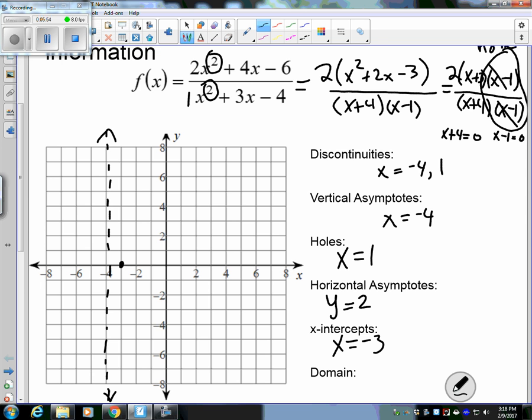A horizontal asymptote at 2, let's draw that in. Anywhere along where y equals 2, that is a line that the graph cannot cross. Now I want to draw in the graph, so the next screen is going to have the calculator on.